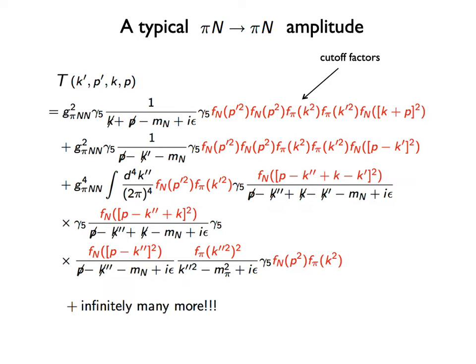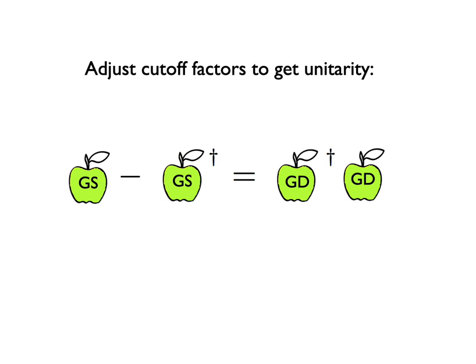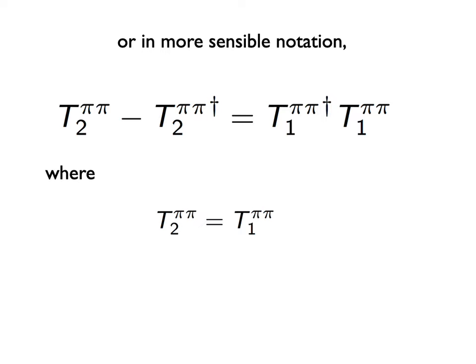During this adjustment, it might be possible to carefully tune the parameters so that we end up with unusually yellow Granny Smiths and unusually green Golden Deliciouses, and hence achieve approximate unitarity. Or in more sensible language, I should say that it might be possible to achieve approximate unitarity by carefully adjusting the cutoff factor parameters so that T1 and T2 coincide. And if you could do that, you'd have gone quite some way towards solving a very long-standing problem in quantum field theory, namely that of how to construct amplitudes that both have crossing symmetry and have unitarity.